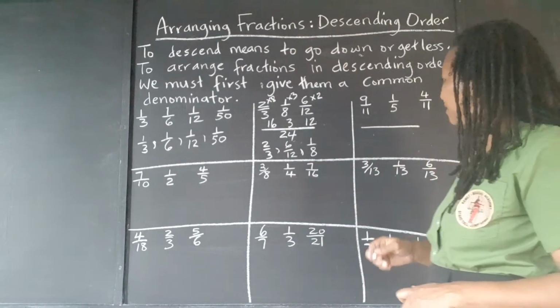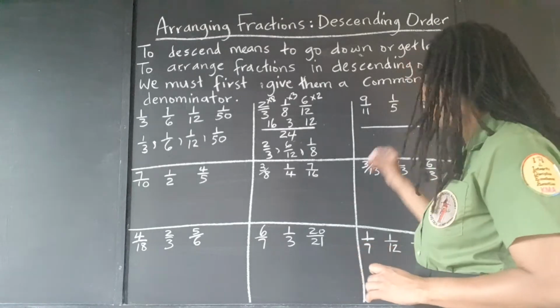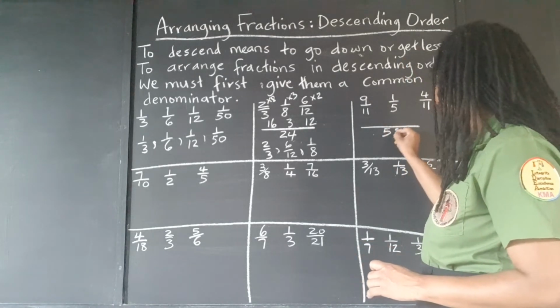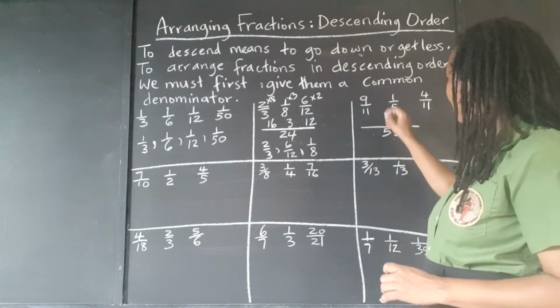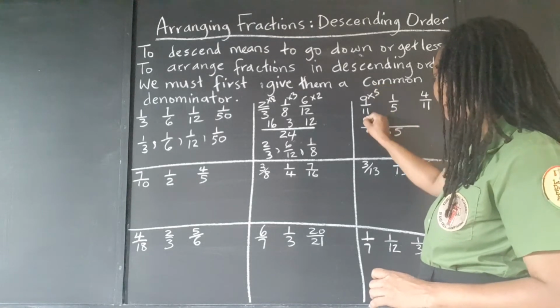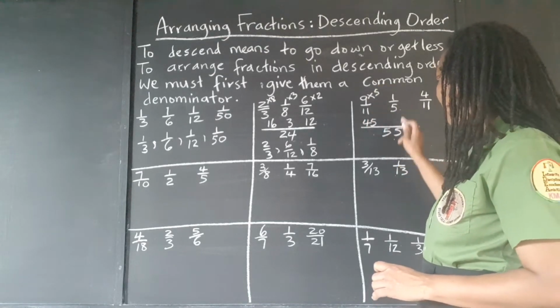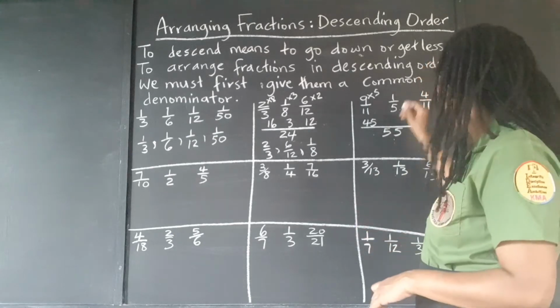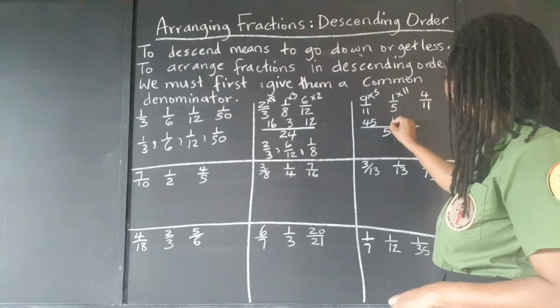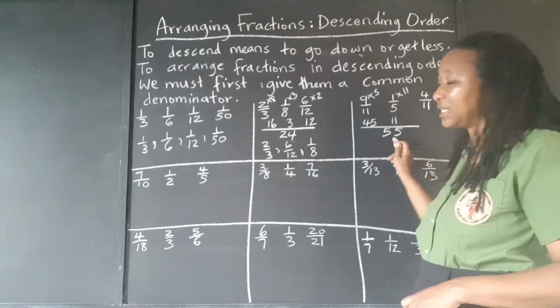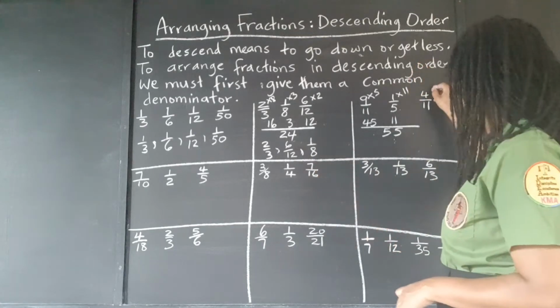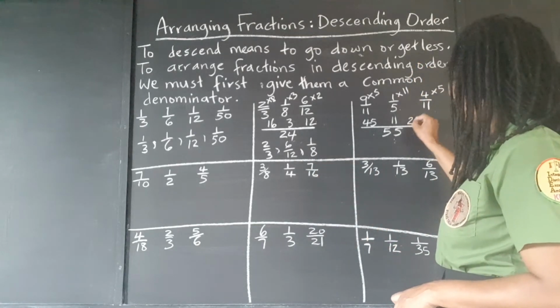We need to find the LCM of 11 and 5, which is 55. 11 goes into 55 5 times, 9 5s are 45. 5 goes into 55 11 times, 1 times 11 is 11. 11 goes into 55 5 times, 4 5s are 20.